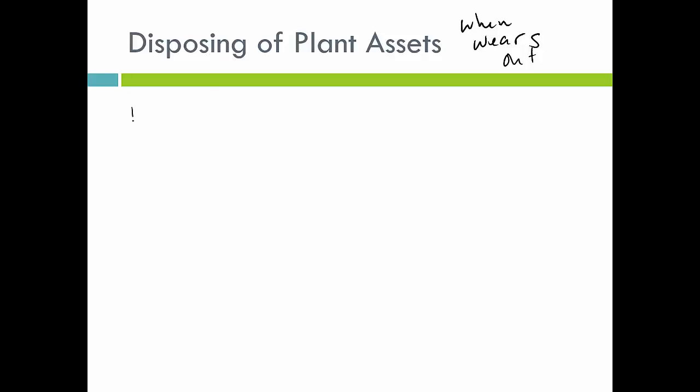Basically, you have three options. You can simply discard it, which means you're just kind of selling it for scrap and you're not getting anything for it. You can sell it as a used thing, or you can exchange it for another asset. Now, we're not really going to talk about the exchange. That's in the appendix here, and it gets a little bit more complicated, but it's really not that much different than selling it. In any event, whichever way you're doing, you have 4 steps.